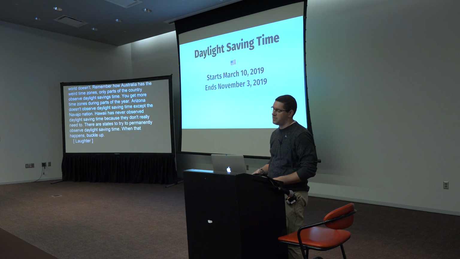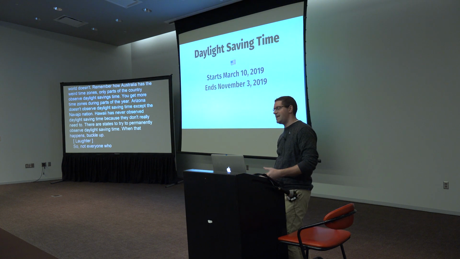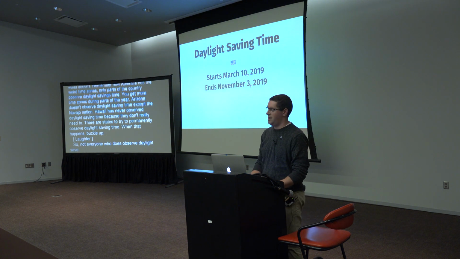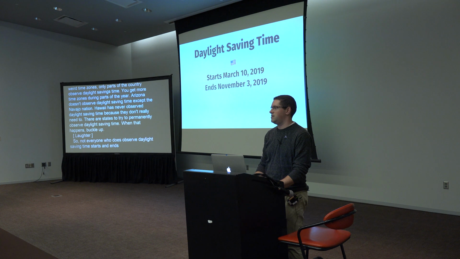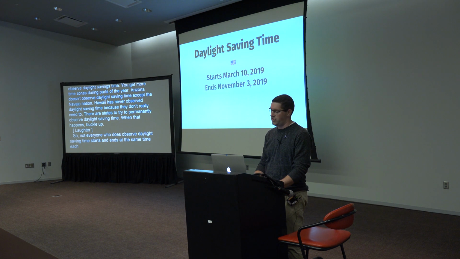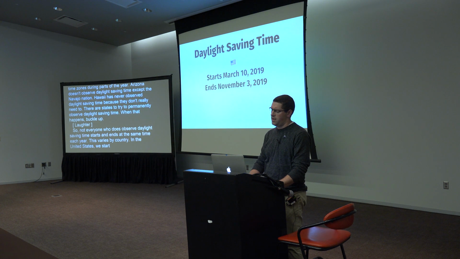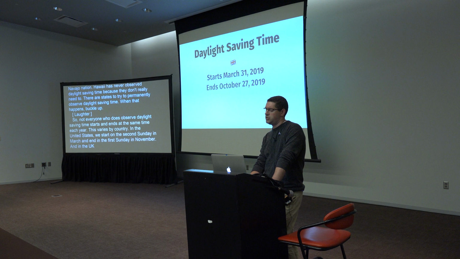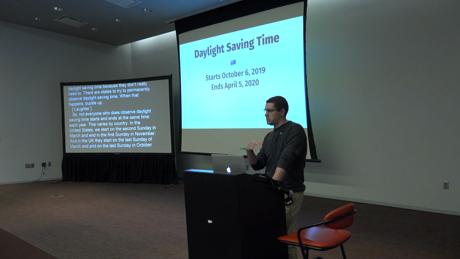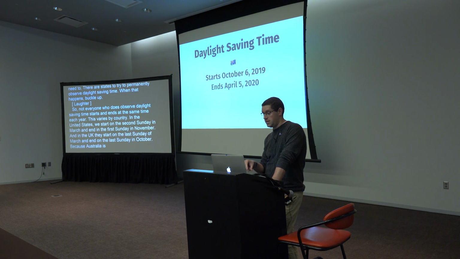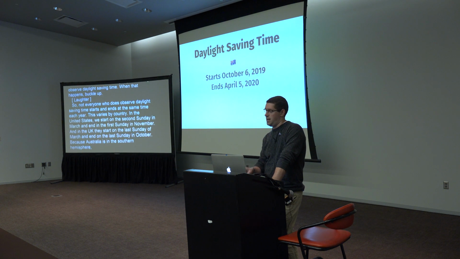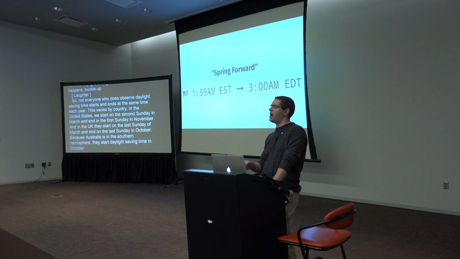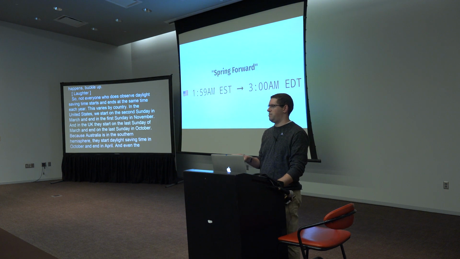So not everyone who does observe daylight saving time starts and ends at the same time each year either. This varies by country as well. In the United States, we start on the second Sunday of March and we end on the first Sunday of November. And in the UK, they start on the last Sunday of March and end on the last Sunday in October. Because Australia is in the southern hemisphere, they start daylight saving time in October and end in April. And even the hour the changeover happens is different by country.